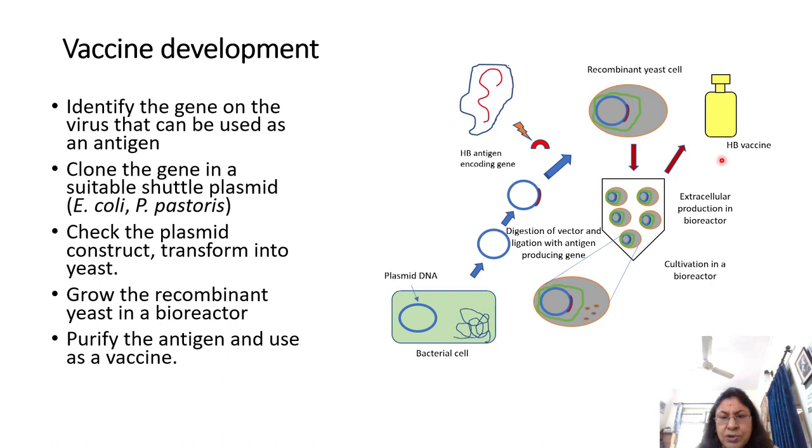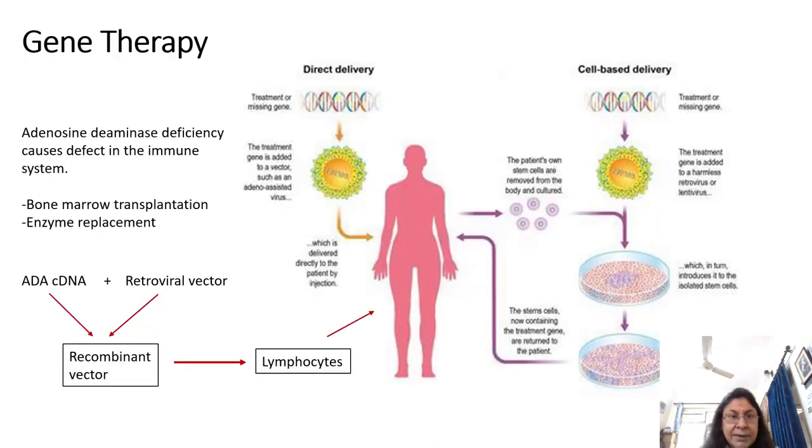Okay, so the basic principles are exactly the same, molecular cloning, because vaccine also means that you are actually cloning a particular gene which is going to code for a product, which is a protein product, and that is how recombinant DNA technology can be applied here. So now let's move to the next slide where I'm giving you an example of gene therapy.